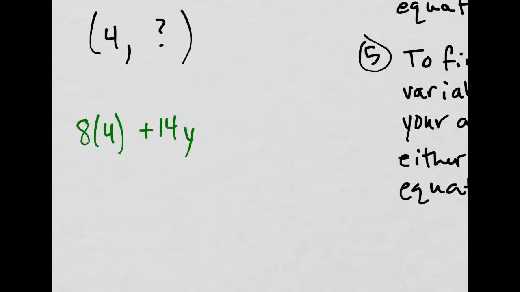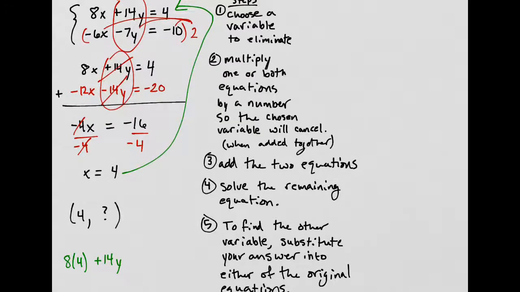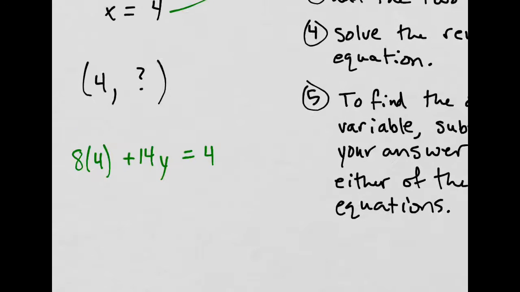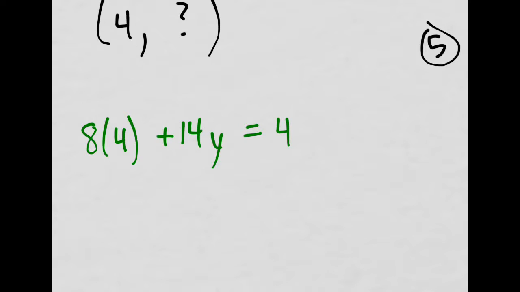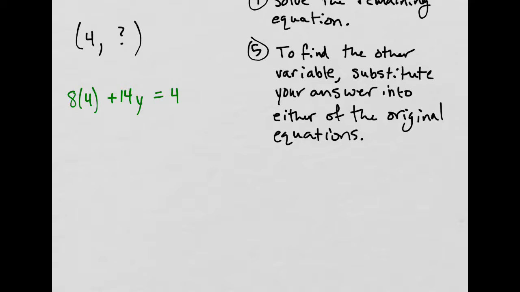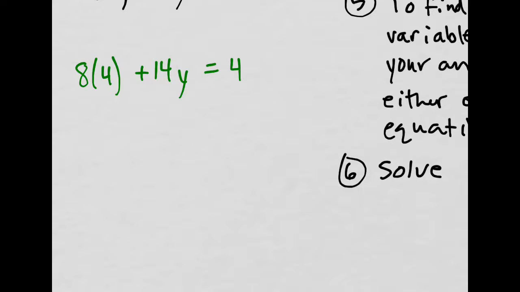Because I don't know what it is, I'll leave it there, but then you solve for it. Yes, I'll solve for it. It equals 4. I just plugged it in, and then we'll see. Letters to the left, numbers to the right. Step 6 is to solve. So I will solve. What do I get? I get 8 times 4, that's 32, plus 14y equals 4.